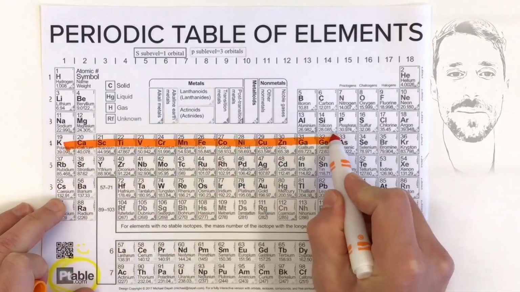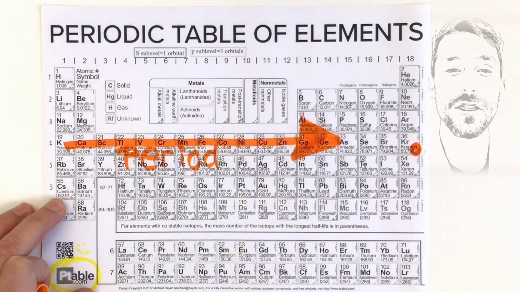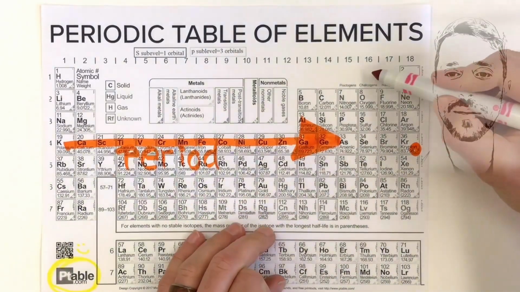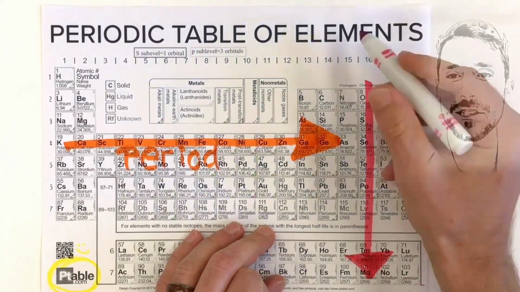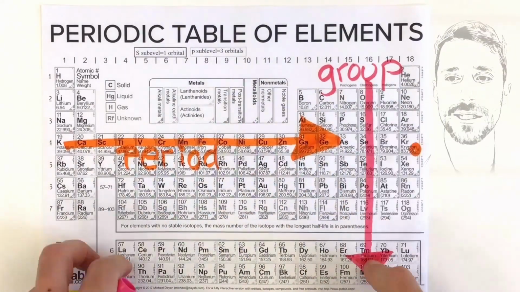So first, a little bit of terminology. When we go left to right across the periodic table, that's called the period. I'll put a period there to help us. And when we go down the periodic table, that's called the group. So left to right, that row is the period, down is the group.